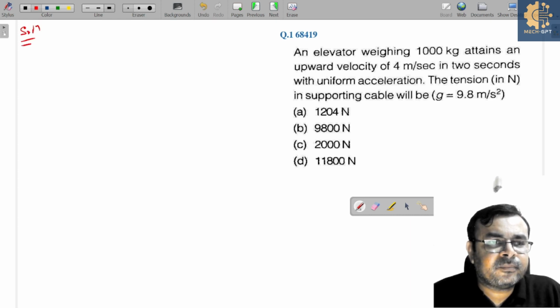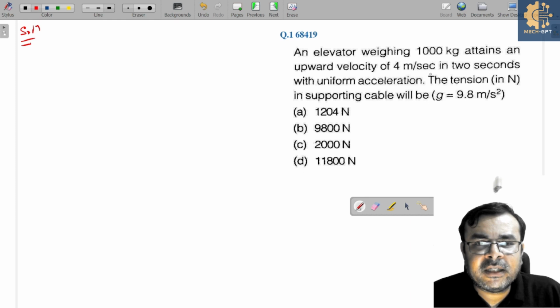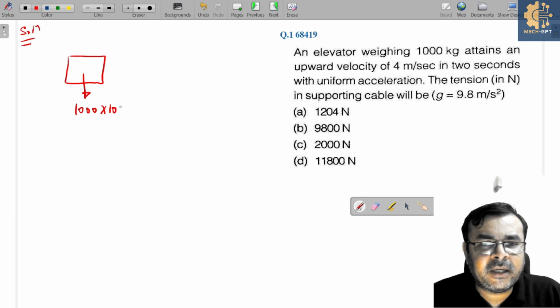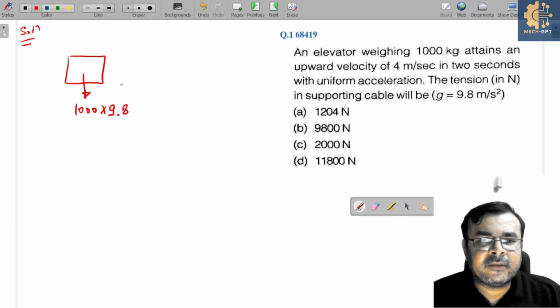Next you can see an elevator weighing 1000 kg attains an upward velocity of 4 meter per second in 2 seconds with uniform acceleration. Let's see, if I draw an elevator, this is an elevator weighing 1000 kg. So its weight is acting in the downward direction, that is 1000 kg. G is given, that is 9.81, so I am using 9.8. So this is the net weight acting.